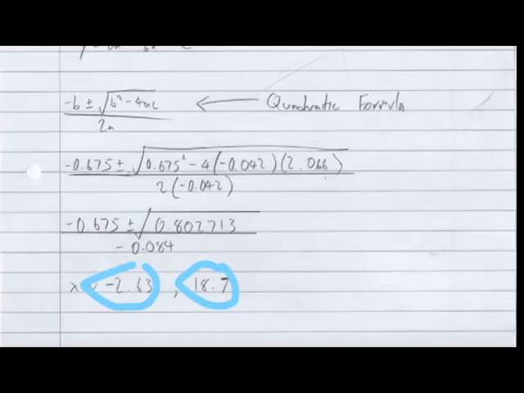The answers I found were two x-intercepts: negative 2.6, 0, and 18.7, 0. Both are rounded to the nearest tenth. And since the context of the problem is throwing a football forward, it is practically impossible to throw a negative distance. So the only answer is 18.8.